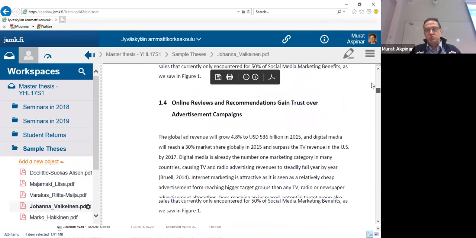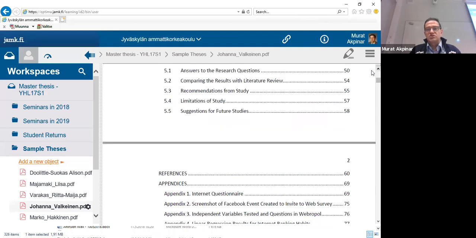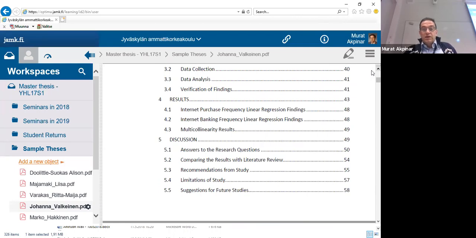Okay, now that we have remembered those, let's have a look at the structure of the results chapter. Three sections: Internet purchase frequency, linear regression findings; Internet banking frequency, linear regression findings; multicollinearity results. Oh my God. And look, all in all, 6 pages. And remember the question, it was about trust. She's interested in understanding the trust of online shopping and online banking. But then there were factors that affected the individuals and factors that companies could influence.